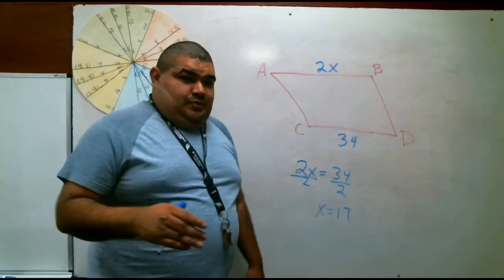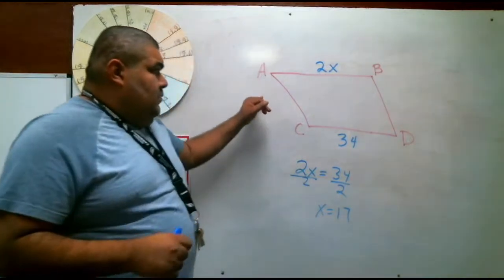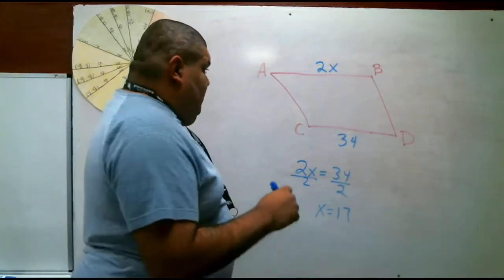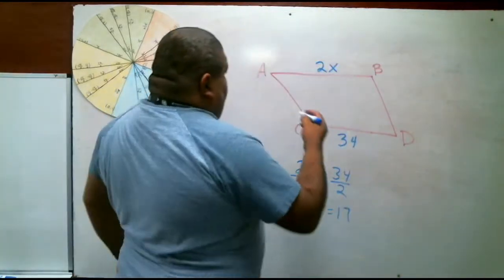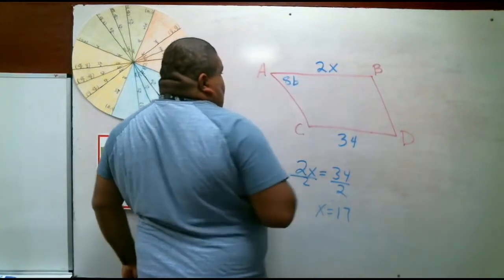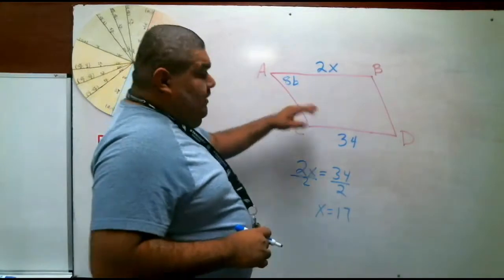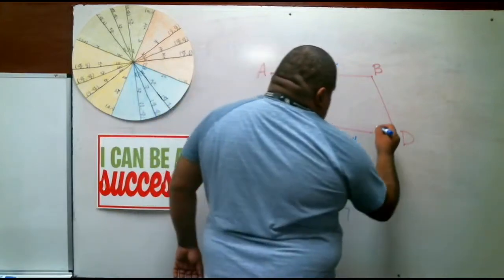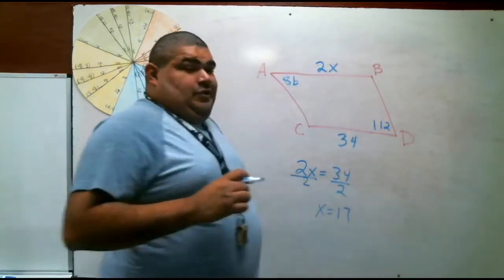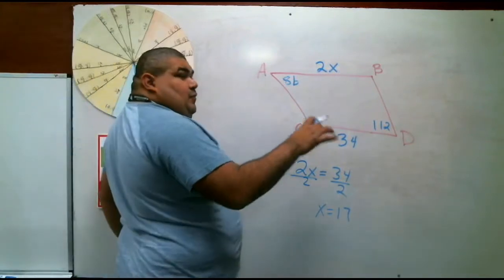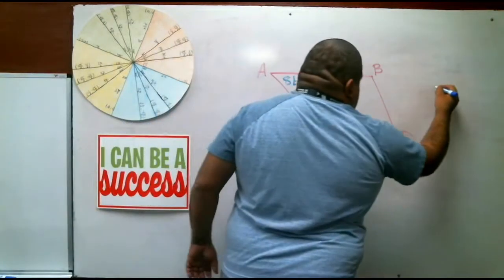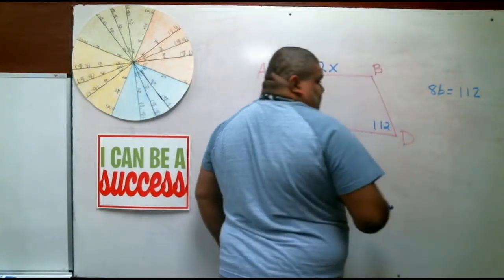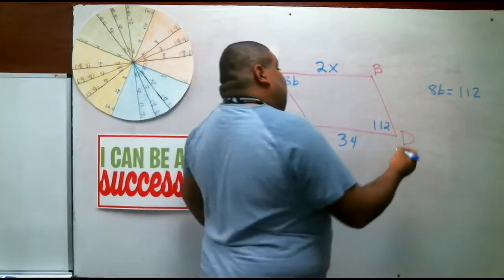Now, when it comes to the angles, you still do the same thing, okay? Let's say, for example, we have 8B for angle A, so angle A is 8B. Angle D, in this case, is 112 degrees. If we're solving for that B, we have to do the same exact thing. We can say 8B equals 112. If we're solving for B, we divide by 8, right?